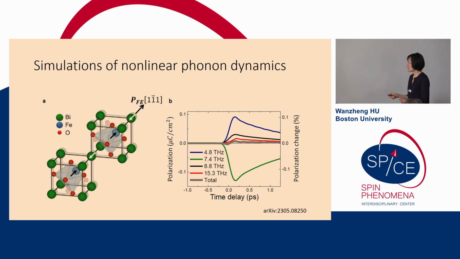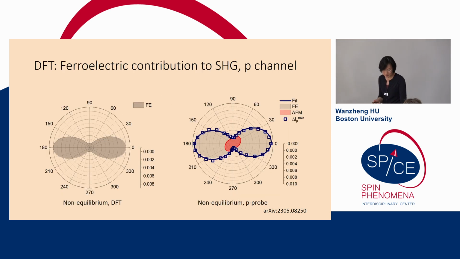So here are the details. They consider the driven phonon coupled to all these low energy phonons, and each phonon's contribution to ferroelectric polarization. And you see, indeed, there is some enhancement of ferroelectric polarization, but also there's a very, very large negative contribution. So in the end, in total, we have a very small enhancement of the ferroelectric polarization, which actually agrees with the experimental result. And then they also predict the second harmonic generation, this flower.